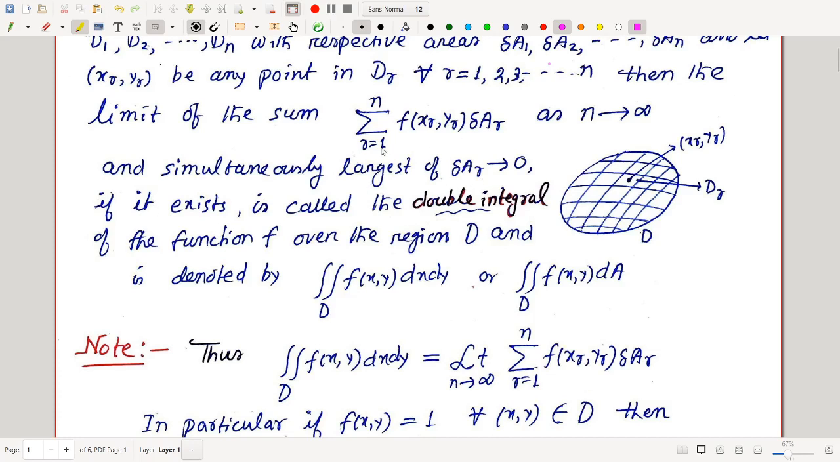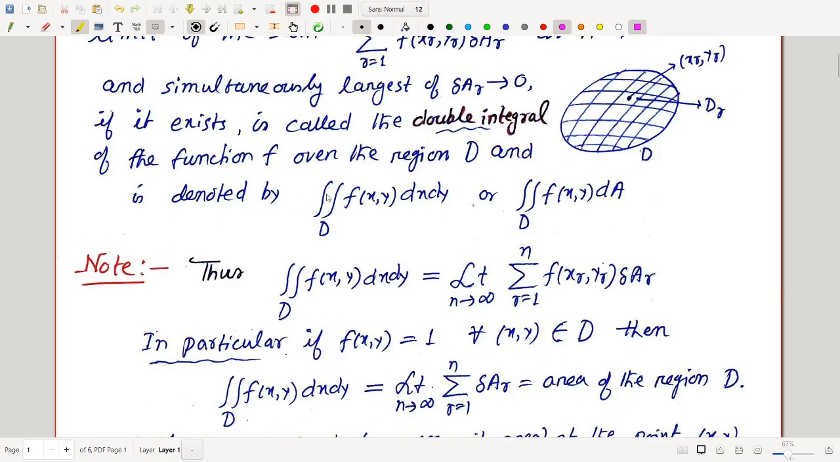So the limit of this sum as n tends to infinity and simultaneously largest of delta Ar tends to 0, if it exists, is called the double integral of the function f over the region D, and is denoted by this symbol, the double integral symbol. Below we write capital D, that is, the integral is over the region D of f of (x,y) dx dy, or this symbol, double integral over D of f of (x,y) dA, where dx dy is dA, the elementary area.